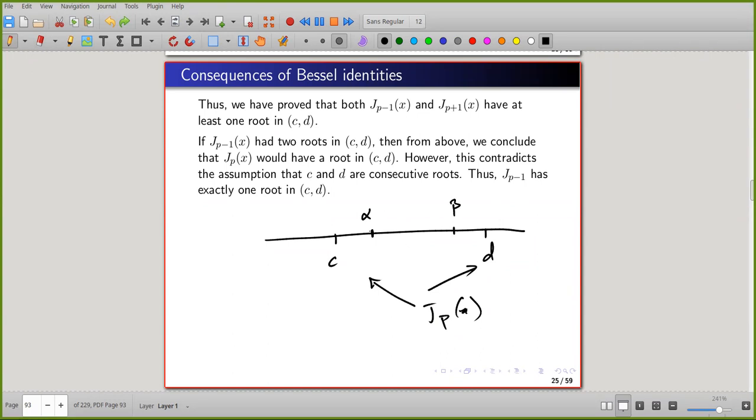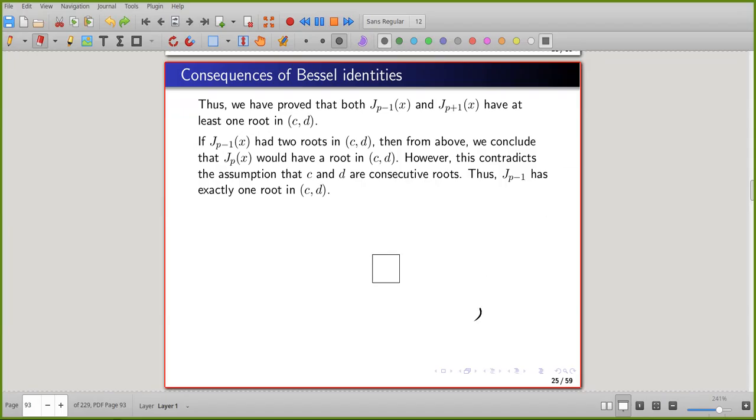I'm saying that applying the same reasoning that we applied to Jp, we get that Jp now will have a root, since these are roots of Jp minus 1. We will get that Jp has a root over here, but that's a contradiction because c and d were taken to be successive roots of Jp(x). There are no roots. By assumption, there were no roots of Jp(x) between c and d. Okay, so I hope this is clear. It's a fairly simple argument. So therefore, Jp minus 1 has exactly one root in the interval c comma d.